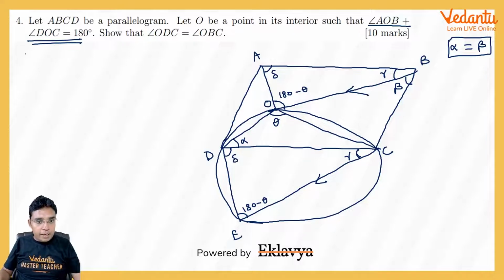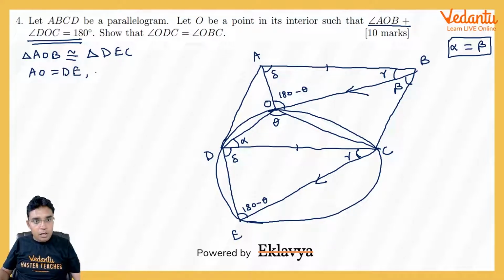So we can say the triangle AOB is similar to, or rather congruent to, because AB and CD are equal. So AOB is congruent to triangle DEC. So we can say that this side AO will be equal to DE, and so on, whatever conclusion we draw from two congruent triangles.